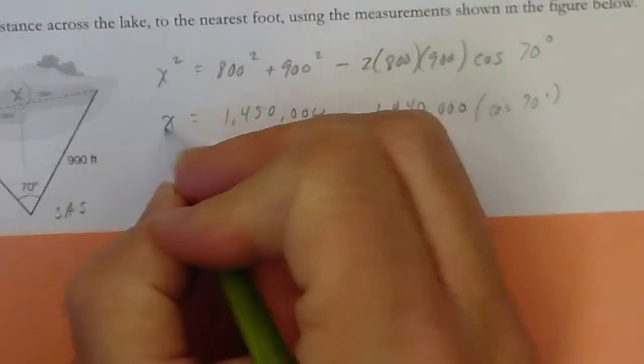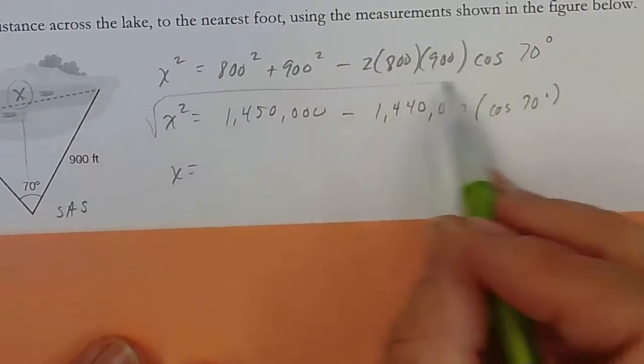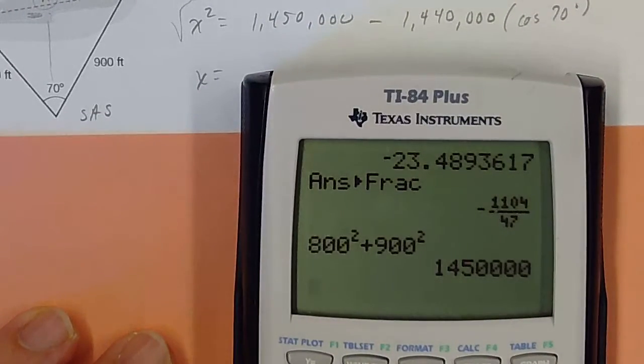Okay, and then we still have X squared. So to get X, we need to take the square root of all of this, both sides. And so we just punch that in.